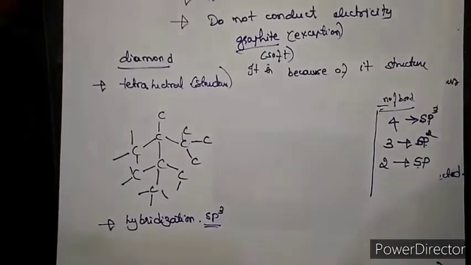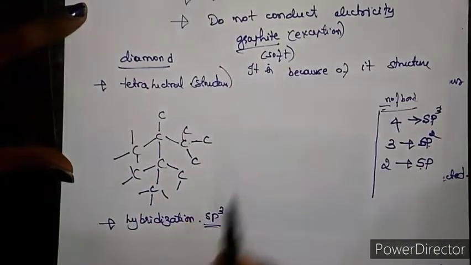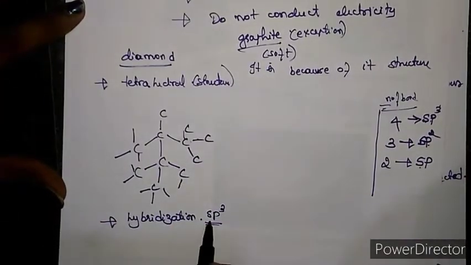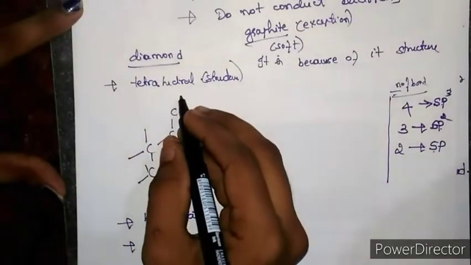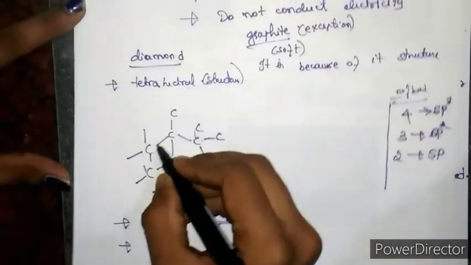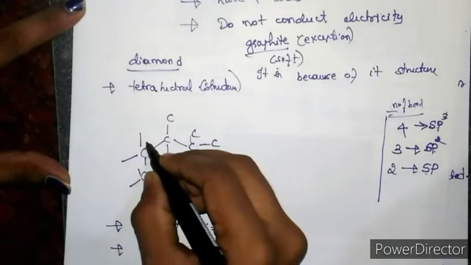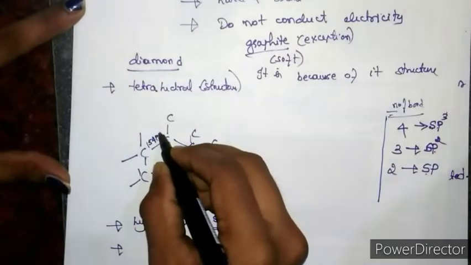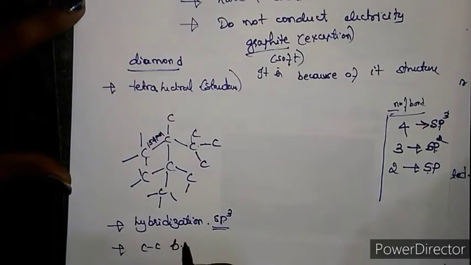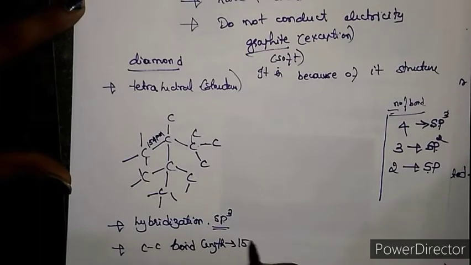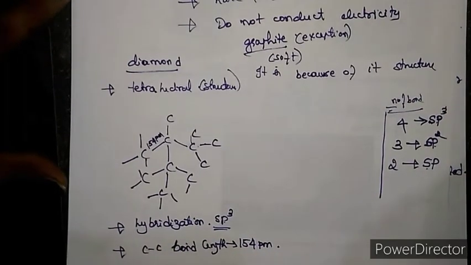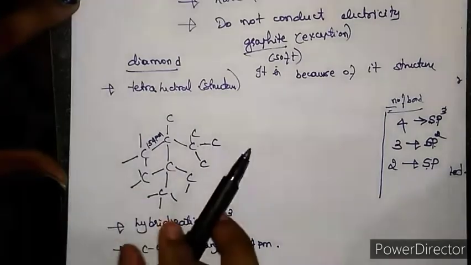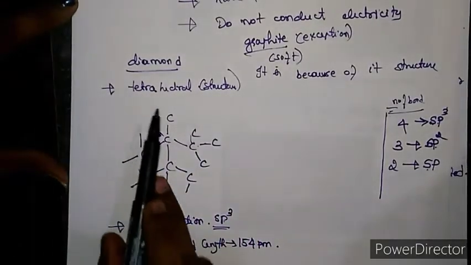Now, how many bonds do we have here? 1, 2, 3, 4. So the hybridization is sp3. If it is sp3 hybridization, tetrahedral is the structure. What is the bond length between carbon and carbon? The carbon bond length is 154 picometer. This is the structure of diamond. Remember, diamond is harder and does not conduct electricity.